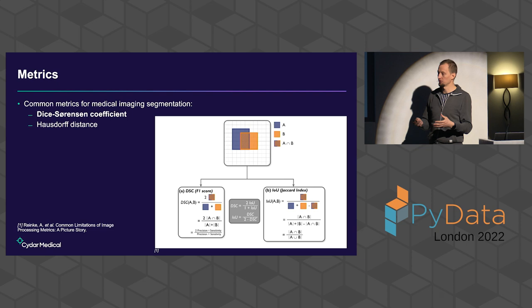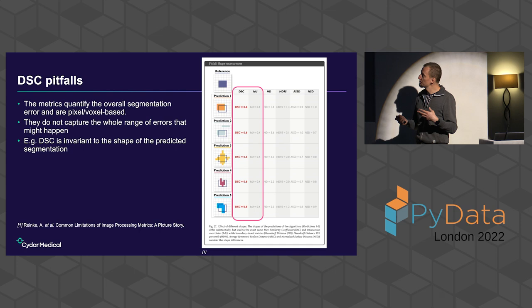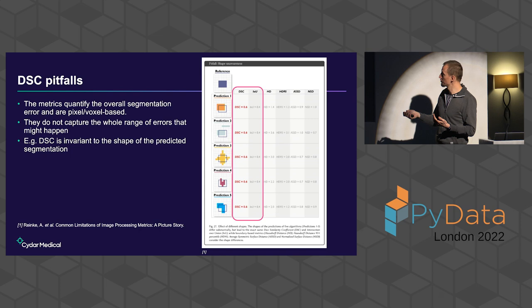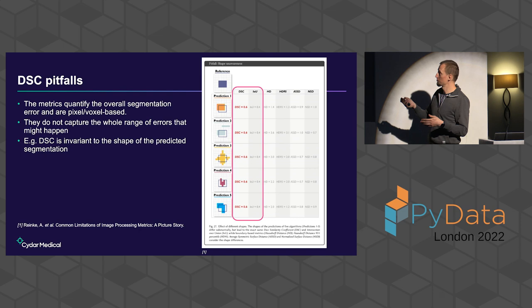But it comes with its pitfalls. It's a pixel-based metric, so it ignores the shape, the topology of the result. On the right, you can see a few artificial examples of predictions that all get the same dice score for a given reference shape. And they are all totally different in terms of how a human would perceive them. So this is the artificial example. How does this affect real life?